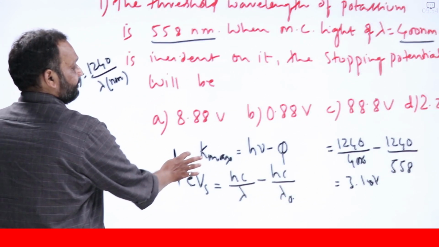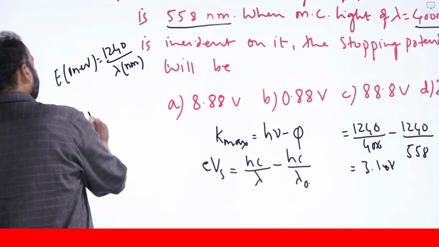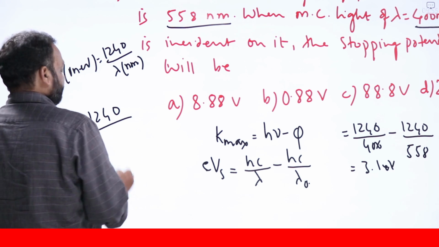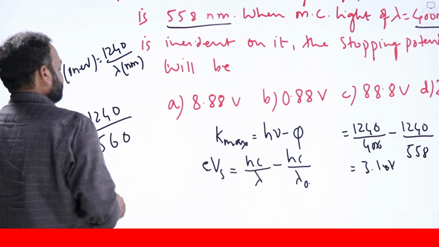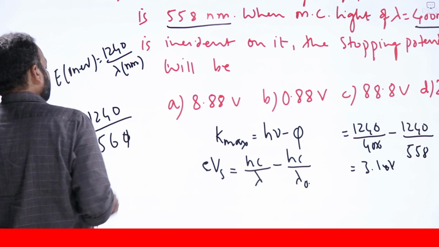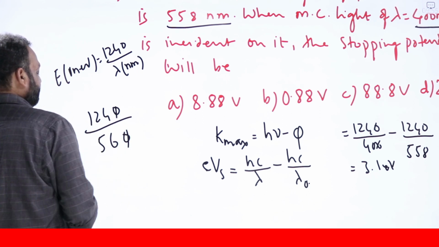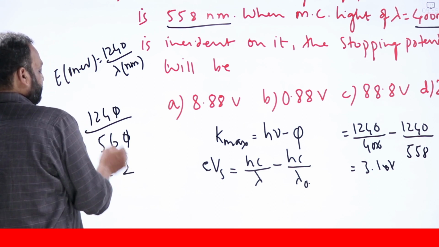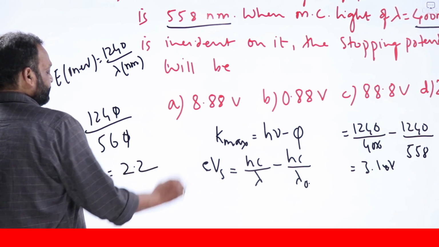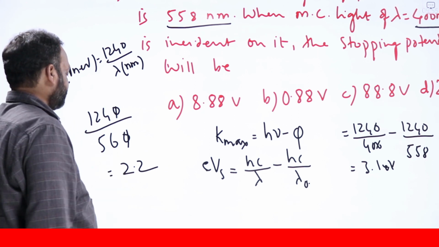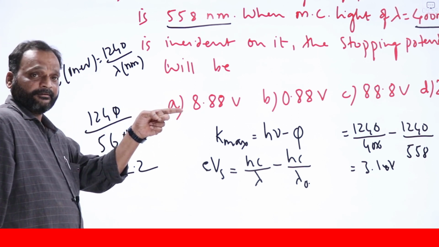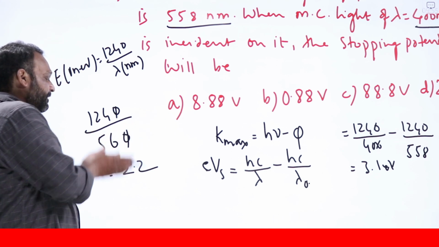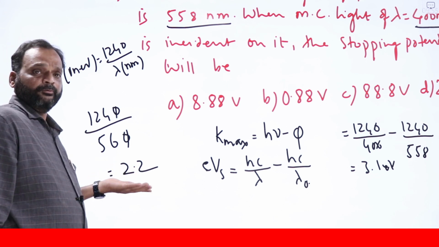Now, what is 1240 by 558? Instead of 558, I'll go for a round figure, 560. It doesn't matter much, the error will not be much. So it is 124 by 56. 56 twos are 112, 12 will remain, 120 again, so roughly 2.2. But remember, I have increased the value slightly from 558 to 560, which means the actual value, if I put 558, will be slightly more than 2.2. It may be around 2.3 also.